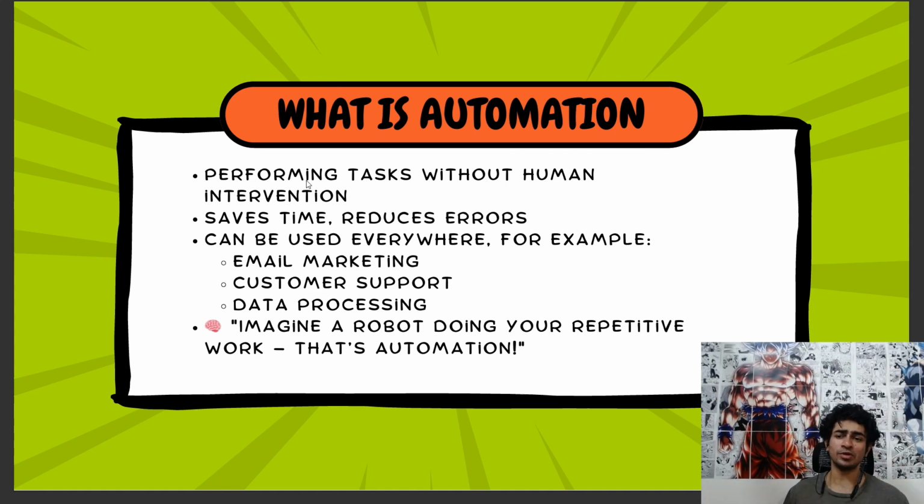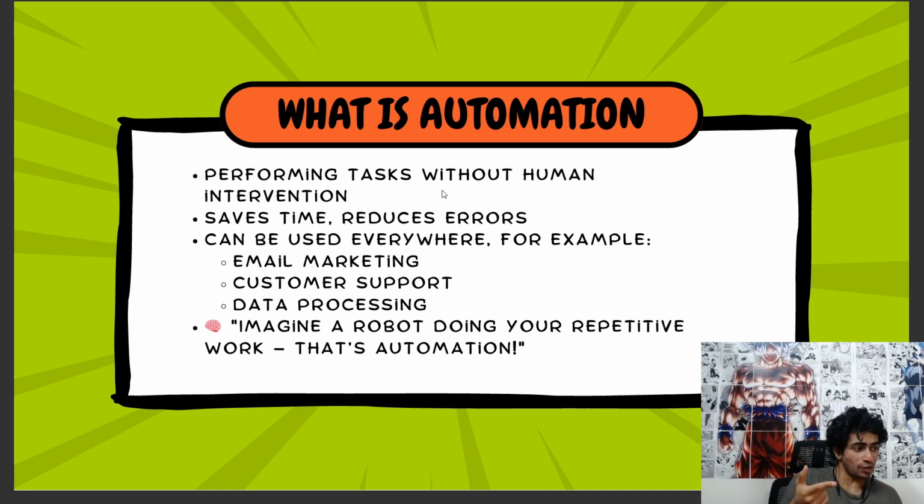You already know. Automation means performing tasks without human intervention, which basically means that you can make machines do some tasks without any human supervision to obviously save some time and reduce errors. And the best and the most exciting thing about today's world is almost everything that you can think of can be automated.